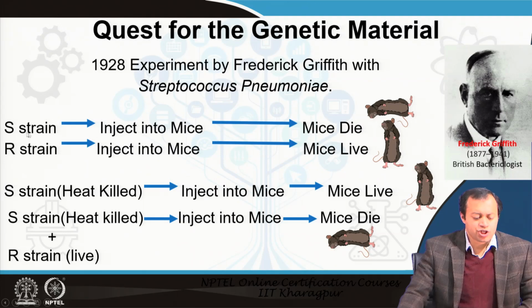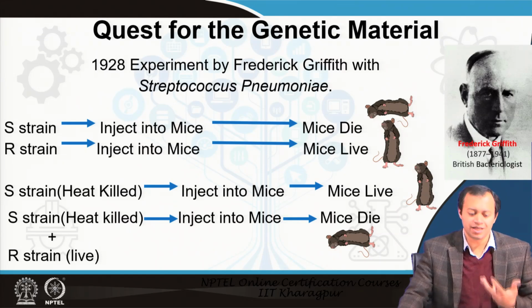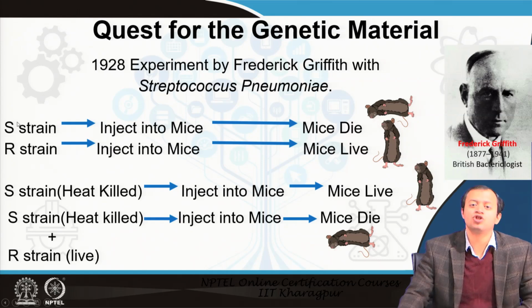When the smooth strain pneumonia bacteria was injected into the mice, it was found that the mouse dies. The mouse dies after getting infected by the smooth strain bacteria. However, when R strain bacteria, the rough strain, the same bacteria but a different strain, is injected into the mice, it lives. So, the mice lives with R strain, the mice dies with S strain.